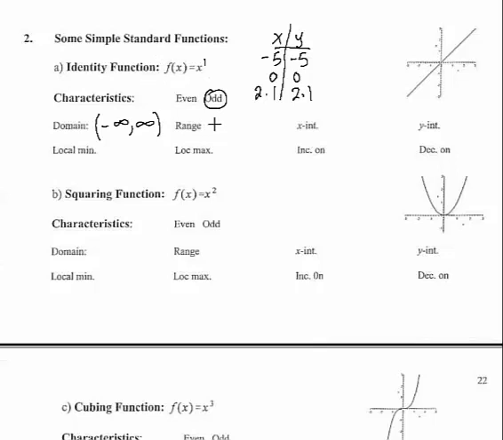Well, what about the range? Okay, well, it is also all real numbers. So if I put 1,000,000 in, I'll get 1,000,000 back. If I put in a very small number, negative 300 billion, then I'll get negative 300 billion back. So the domain and the range are real numbers.